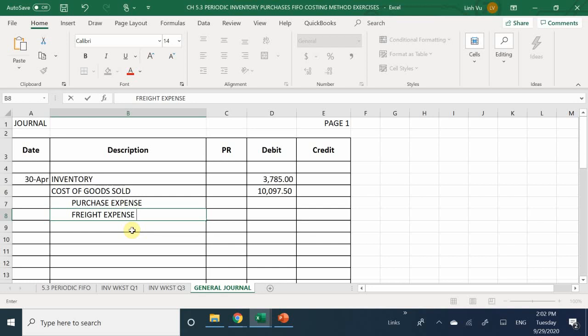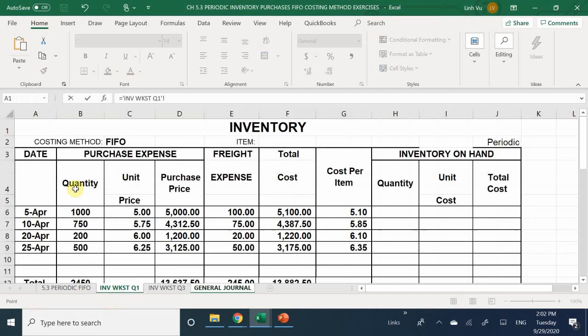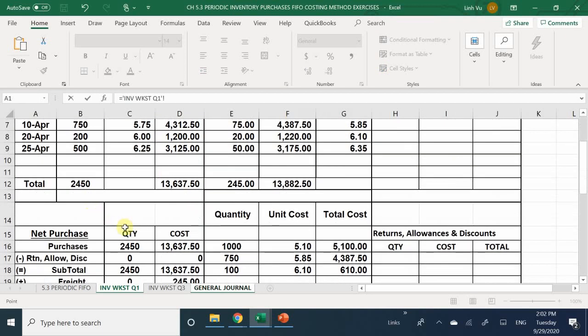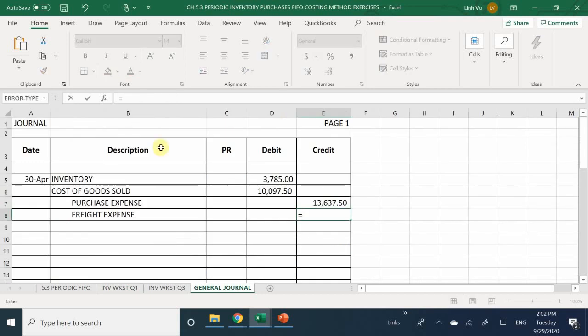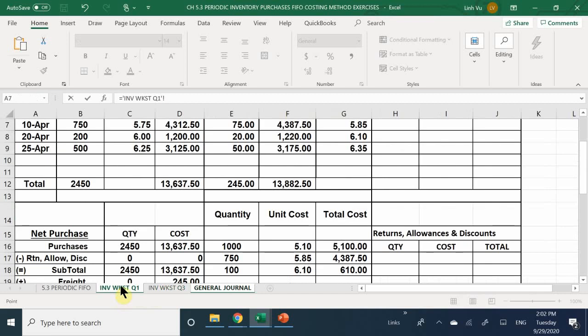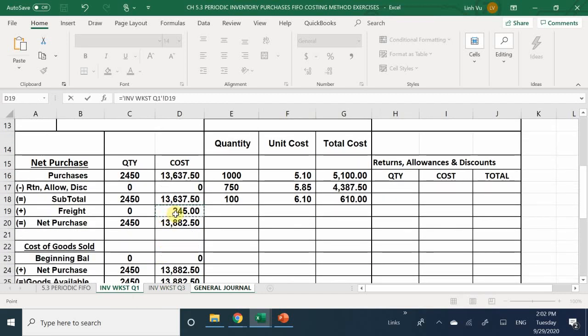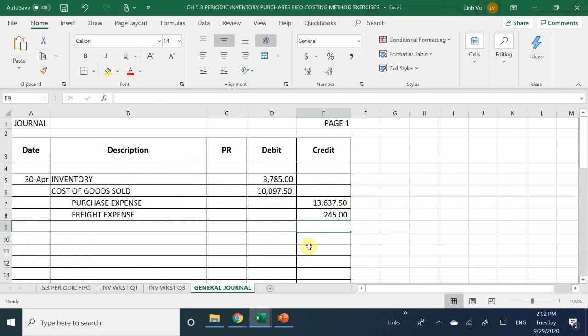Now, if I placed everything in there and I need to remove it, what was my total purchases I made? Let me go back to the worksheet. What was the total purchases I've made? The total purchases without freight is $13,637.50. Good. And then what was my total freight again? 245. Good. And so that's exactly what I'm doing. I'm zeroing out the account because I'm transferring and moving all 2,450 items out of my purchase expense.